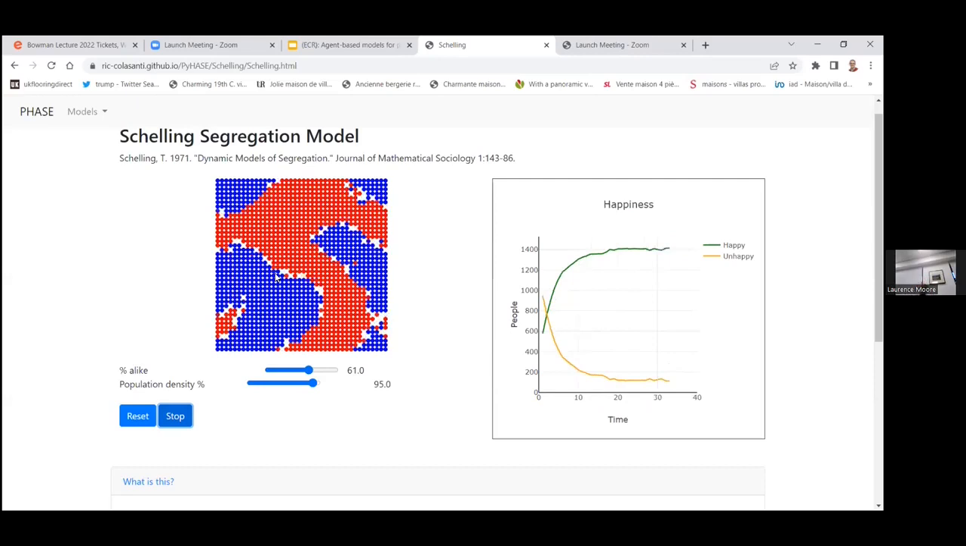So again, what's nice about this? Really nice, simple model. Very, very simple rules.